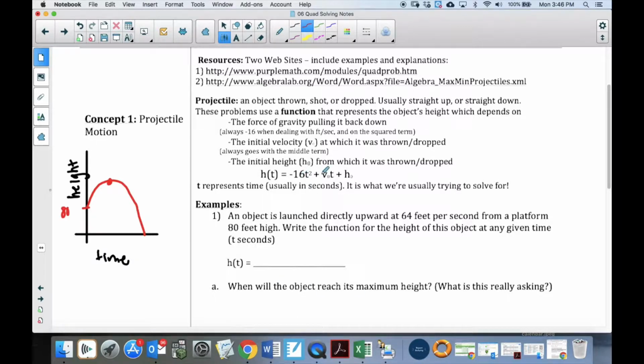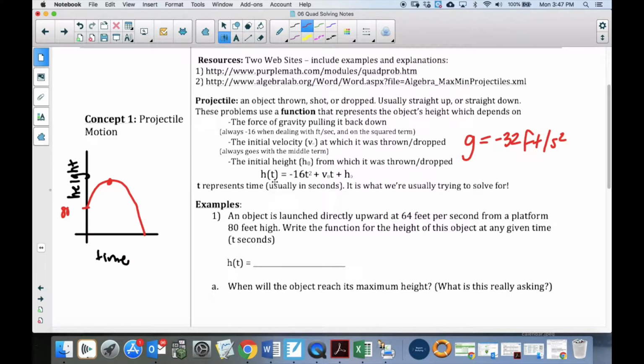The negative 16 here actually comes from gravity. The force of gravity is negative 32 feet per second squared. So when we have a negative 16, it's because in the original equation there's a 1/2. And so the 1/2 is what gives us that negative 16.